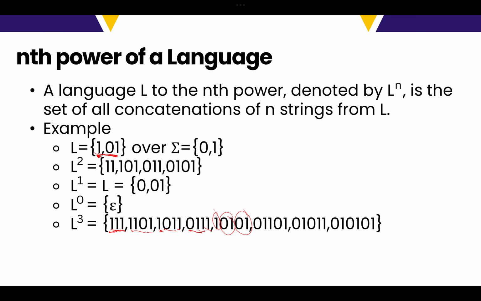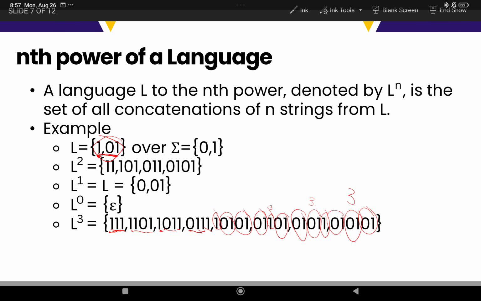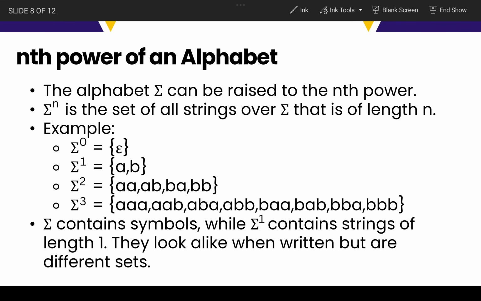Sa 1 ug 0, 1. Then, this one, 0, 1, 1, 0, 1. 3 gihapon. Kani, 0, 1, 0, 1, 1. 3 gihapon siya. Then, 0, 1, 0, 1, 0, 1, 3 gihapon. So, that is L to the power of 3. Okay, mukuha kag string thrice from these strings. Okay, so that's for nth power of a language.